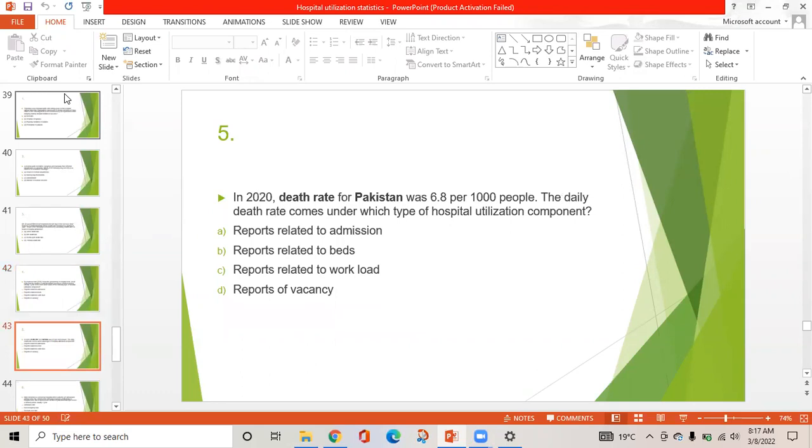Fifth MCQ: in 2020, the death rate for Pakistan was 6.8 per 1,000 people. The daily death rate comes under which type of hospital utilization component? Option A, reports related to admission. Option B, reports related to beds. Option C, reports related to workload. And option D, reports of vacancy.